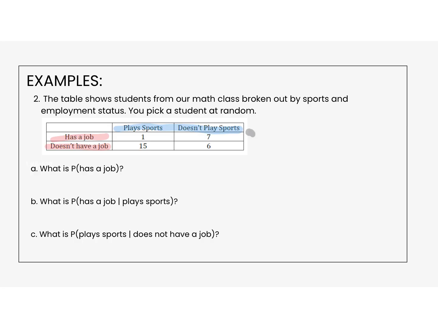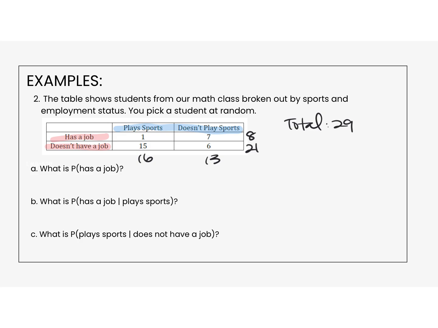So there are 8 students total. Wrong tool. Let me write that actually so you can see it. There are 8 students total that have a job. There are 21 students total that do not, which makes for a total of 29 students. There are 16 that play sports. There are 13 that do not, and that still adds to that total of 29. So those numbers are just going to be helpful as we get into our conditional probability.